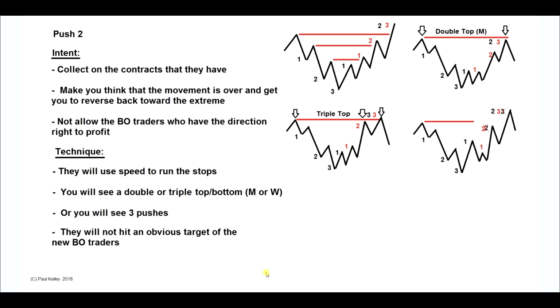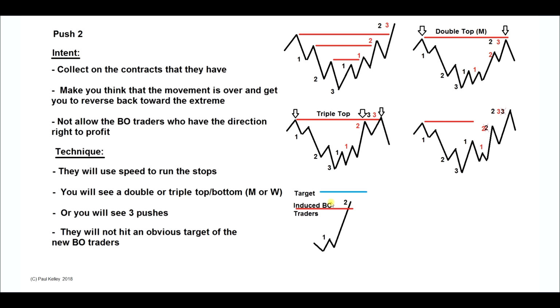There'll also be an obvious target for the new breakout traders. They're not going to hit it. Why do they want to not hit the target for all these breakout traders? Because it means just the breakout traders make the money. They don't want that. They're not going to hit the target.